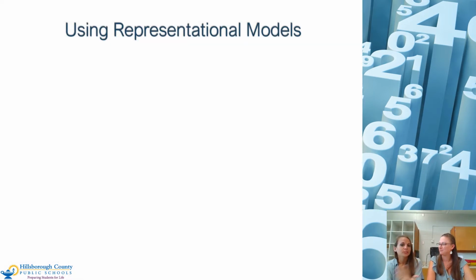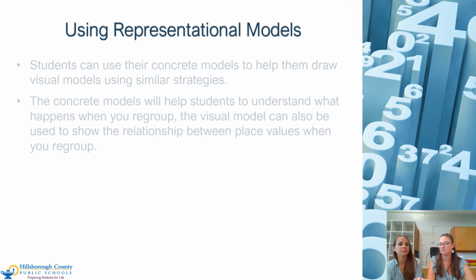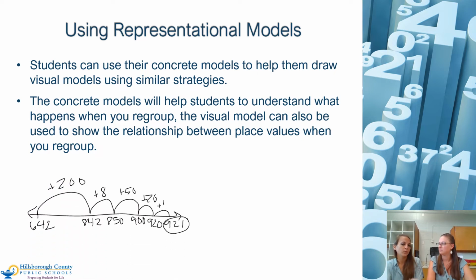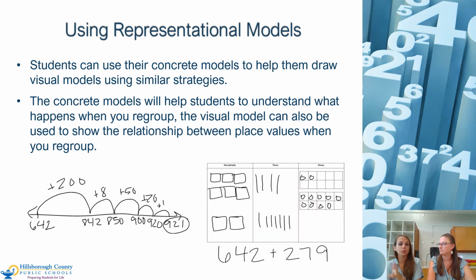So now we've moved on to the representational stage. We went from concrete and using those manipulatives. Now we want our students to draw a picture of what they created with their manipulatives. We want to make sure that students understand what happens when we regroup. So once they understand that in the concrete stage, now they can draw a picture of it and use their arrows or circle their groups, whatever makes sense to them so that they understand what they're doing when they're regrouping.